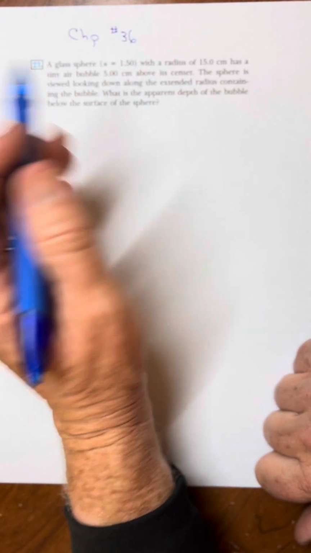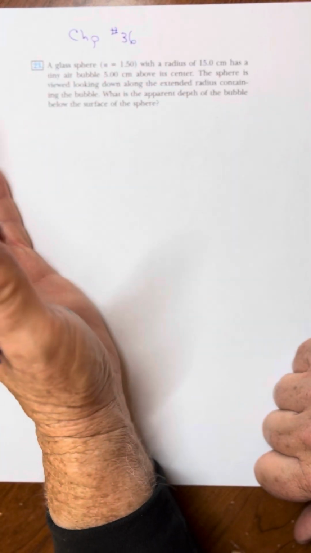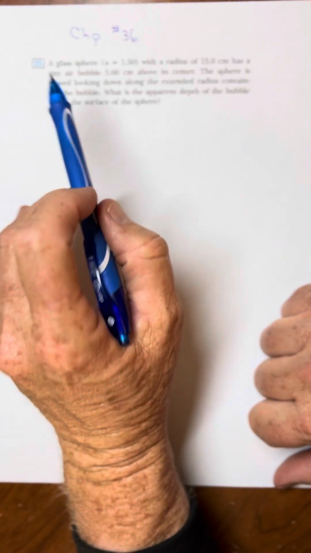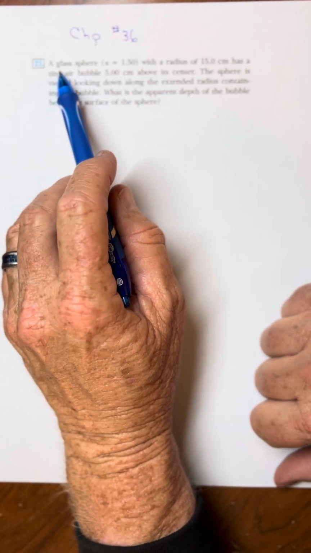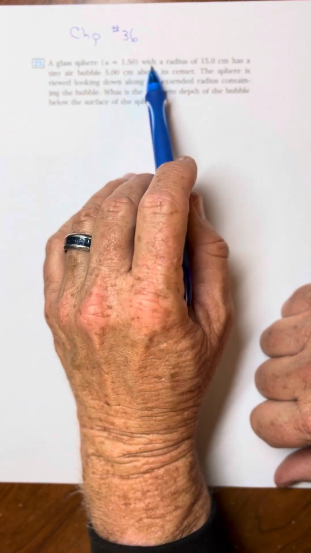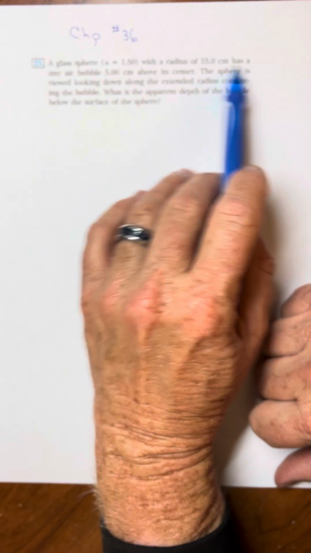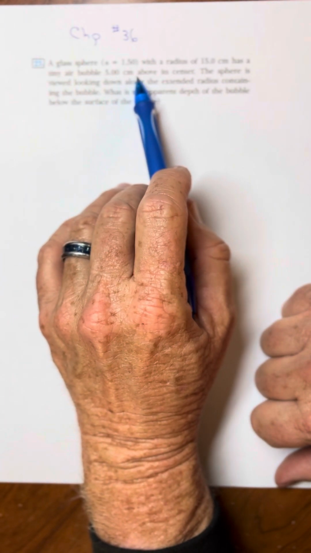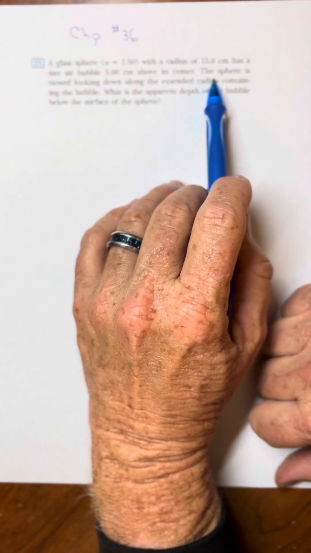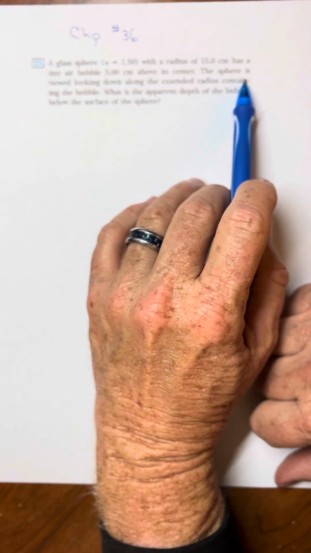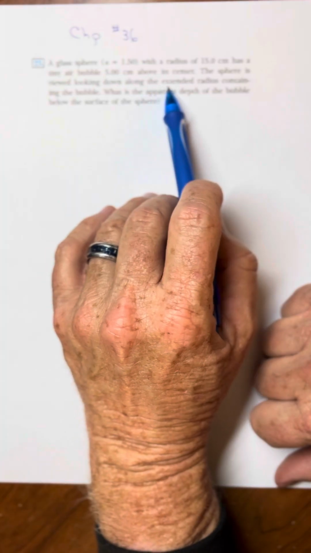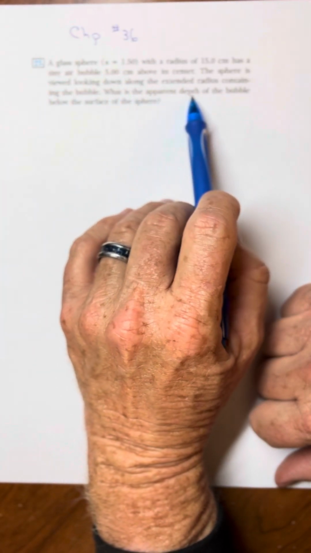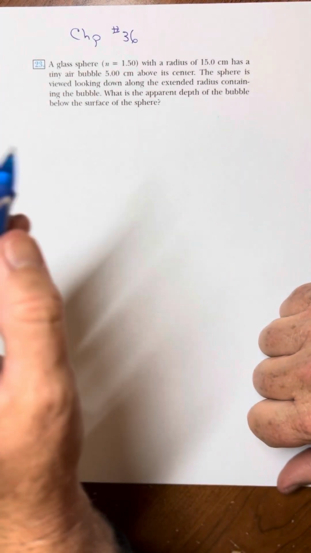And so this could be a mirror. This could be a lens. Or this could be a single refracting surface. And I believe that is what it is for this case. It says here a glass sphere, and we give the index, and a radius of 15 has a tiny air bubble that is 5 centimeters above the center of the sphere. The sphere is viewed looking down along an extended radius containing the bubble. What is the apparent depth of the bubble below the surface?